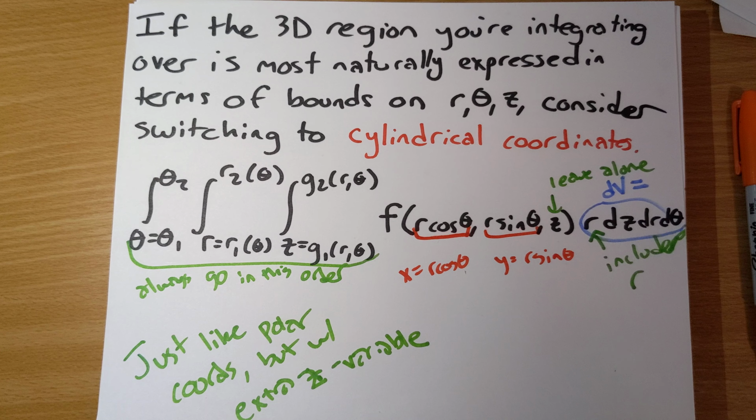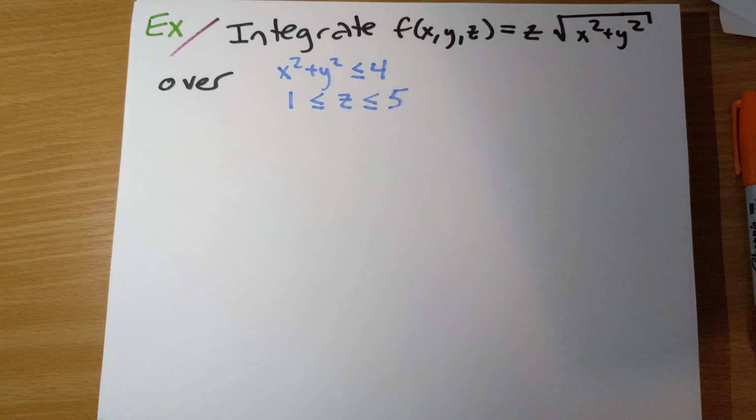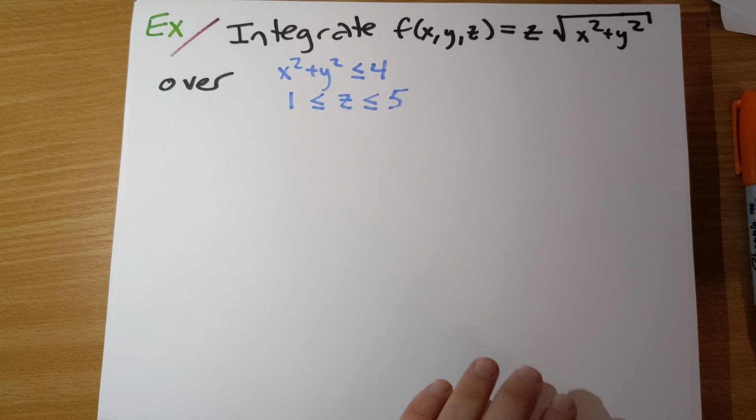This is our generic principle. Let's do some examples. So first example here: integrate f of x, y, z equals z times the square root of x squared plus y squared over the region given by x squared plus y squared is less than or equal to 4, z is between 1 and 5.